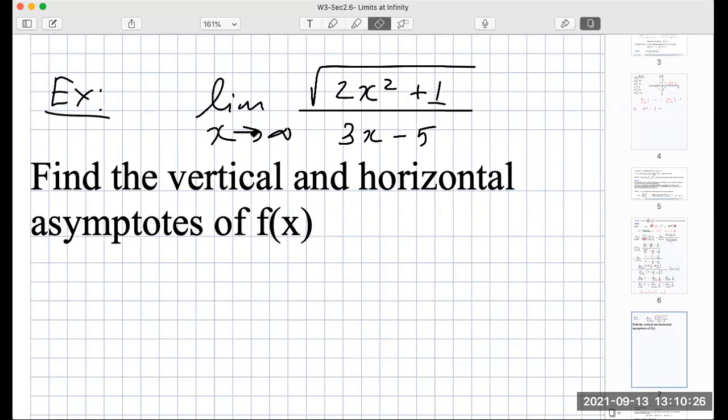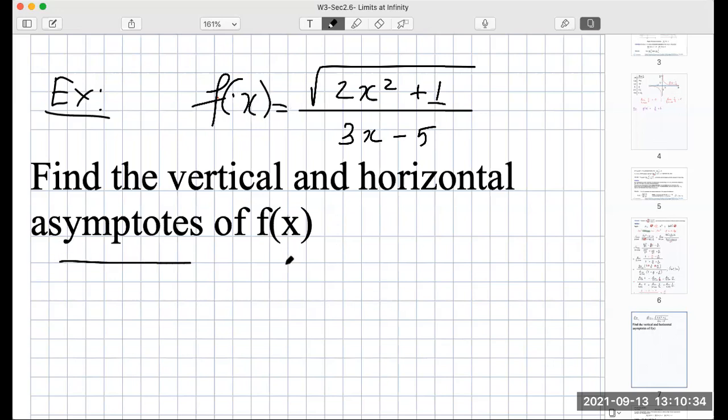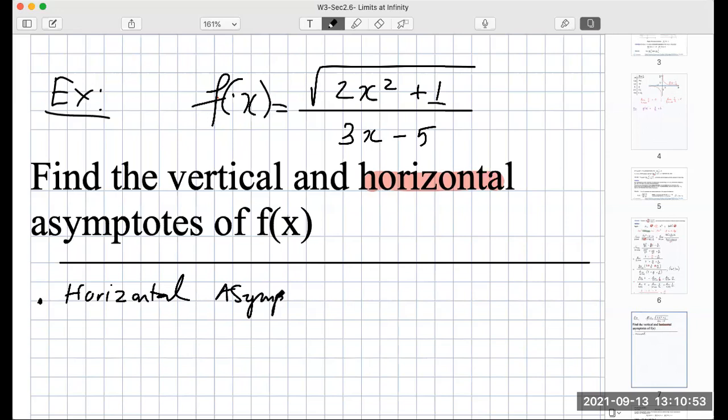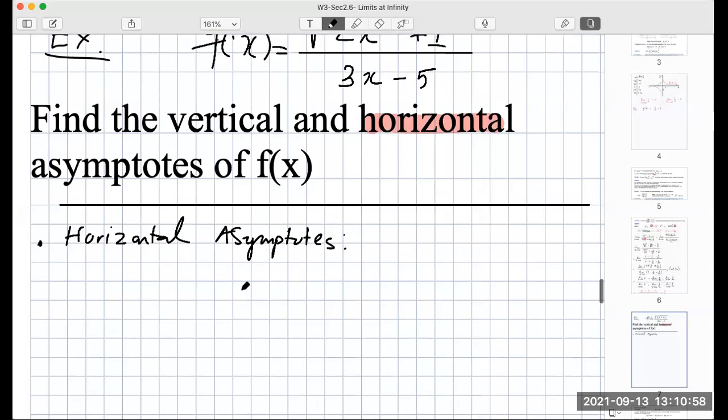Very good. And yeah, let me just replace this by f of x here. Okay, now first, in order to find the horizontal asymptotes, what should we do? Another way to ask, it means that we need to find the limit when x approaches infinity of f of x, right?